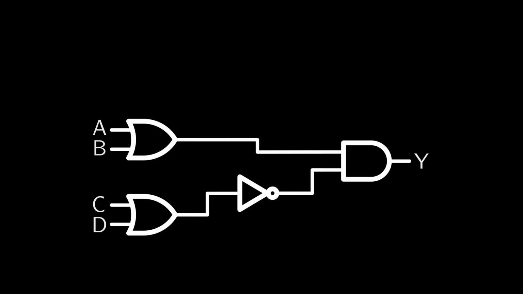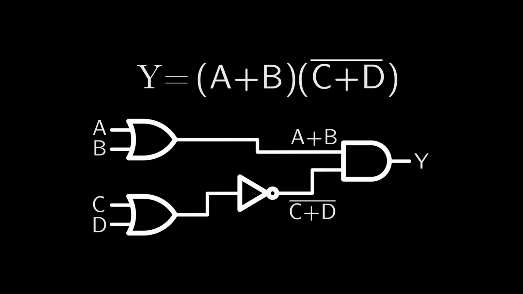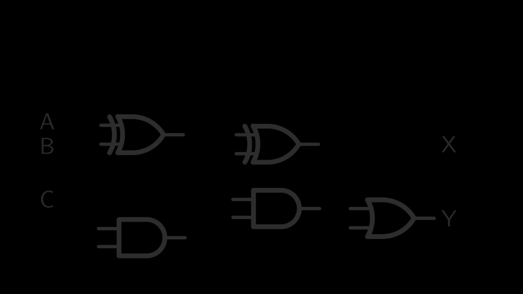For simple circuits, it's usually not too difficult to figure out the expression in your head. If we go from right to left, we see that Y is equal to two signals ANDed together. The first signal is A ORed with B, and the second signal is C ORed with D with a NOT gate at the output, so we negate this by writing a line on top. And finally, when these two signals get ANDed together, we end up with this expression. But what if you have a more complex circuit?